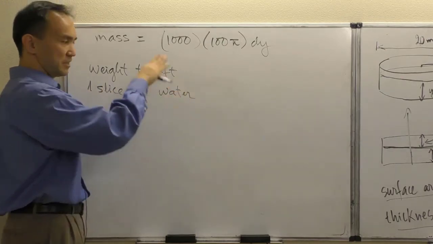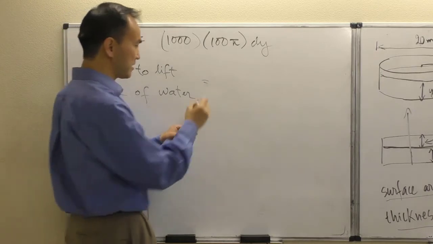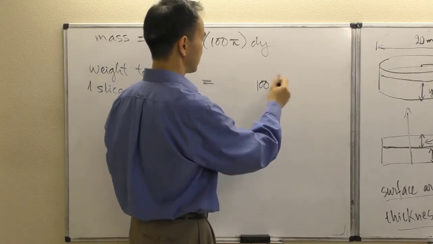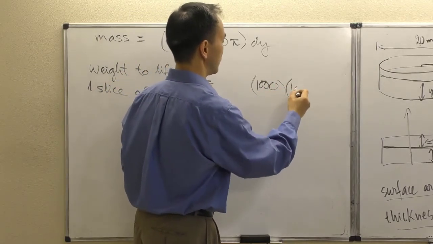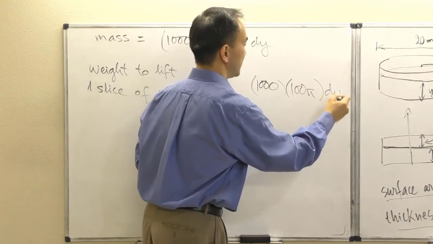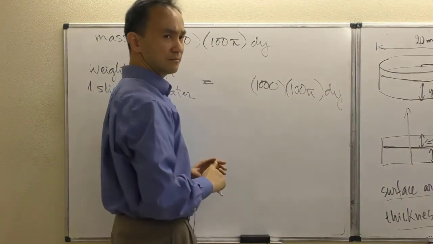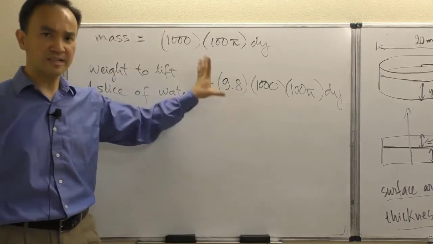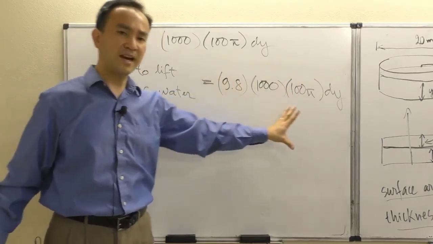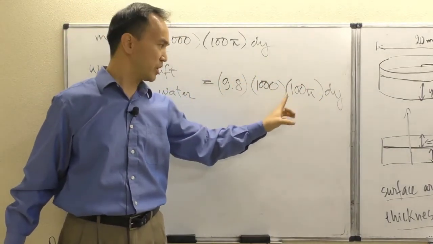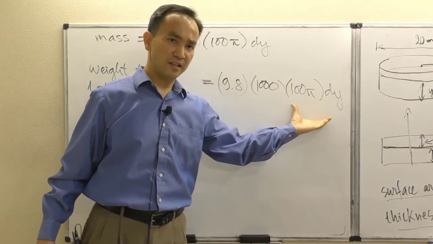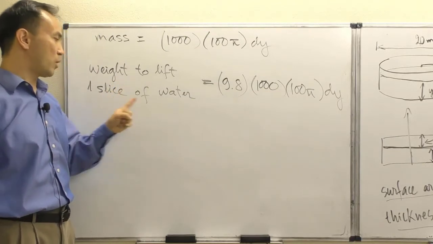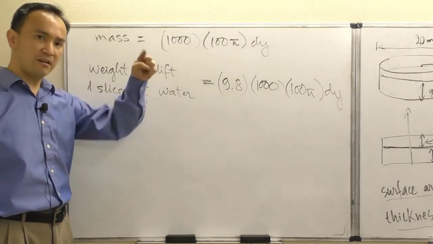Every step right here, we keep getting better information. So this is now going to be, let's not rush, 1,000 times 100 pi times dy, that's the mass right here of one slice. But now I'm going to multiply with 9.8. This is gravitational acceleration. That completes our force amount, generally expressed as an expression. So there we go. We have the weight now to lift one slice of water out of that pump right here.